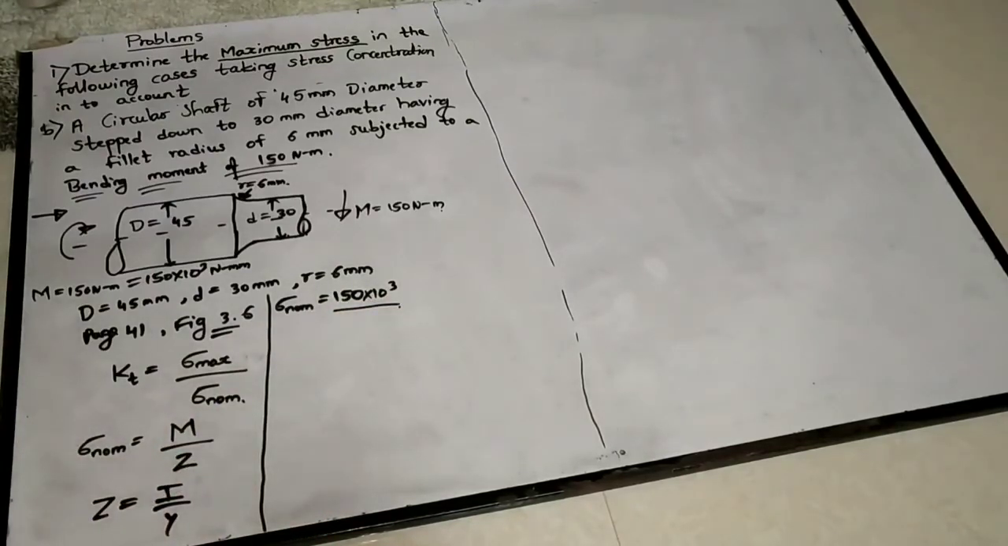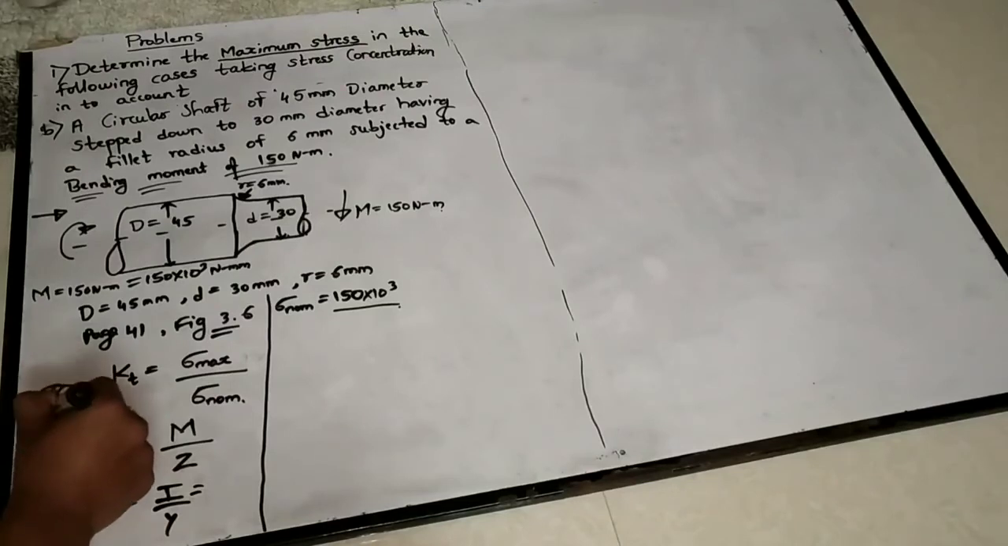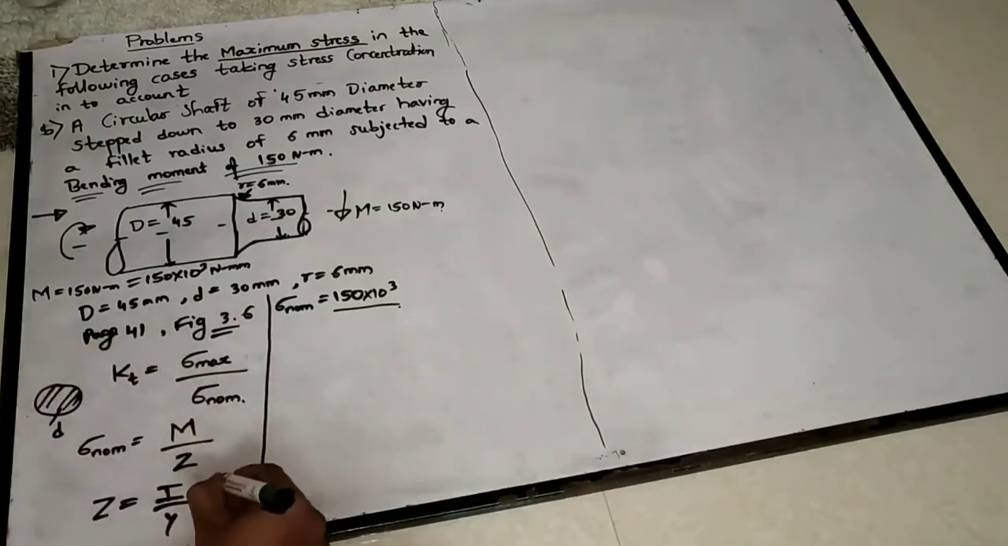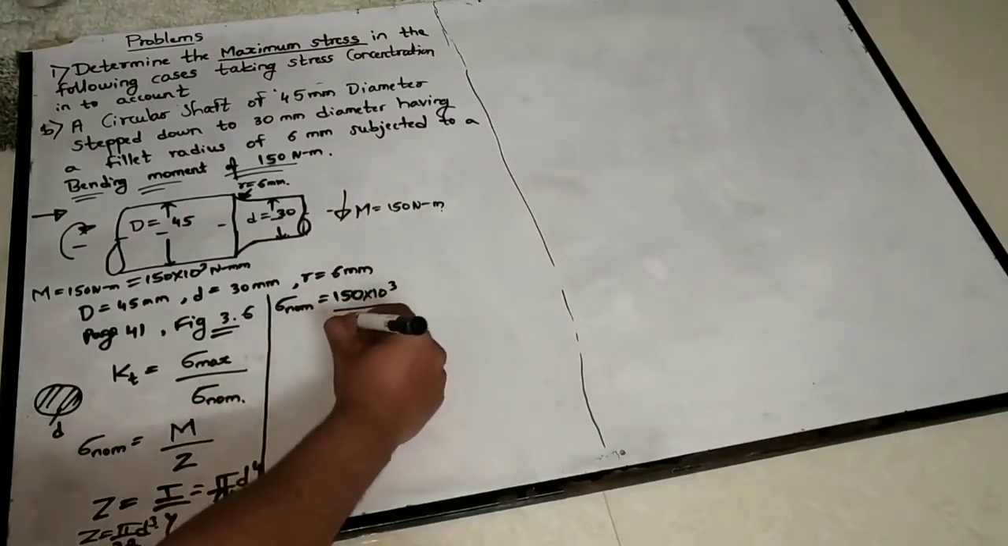now very important, it is a circular cross section because the diameter is given, right? What is the Z for that? If you don't know the moment of inertia for a circular cross section, if the diameter is D, I is pi by 64 d raised to 4, and Y is d by 2. Now Z, what is the Z value? Pi by 32 d cube. So I'll write here pi by 32 d cube.